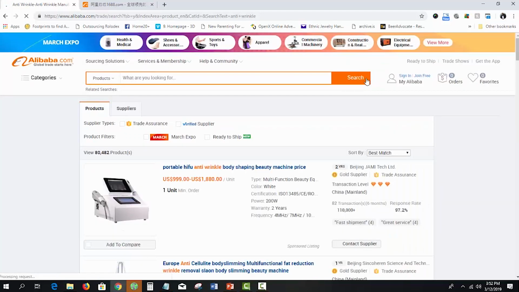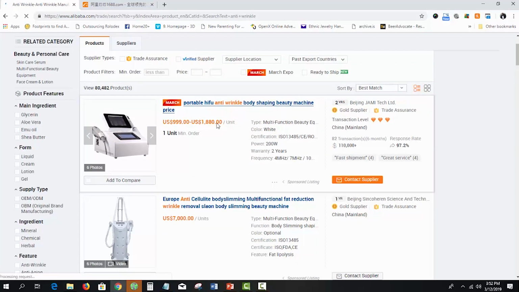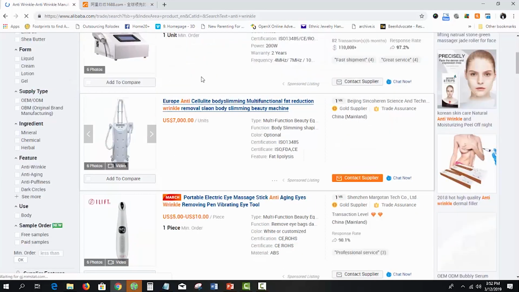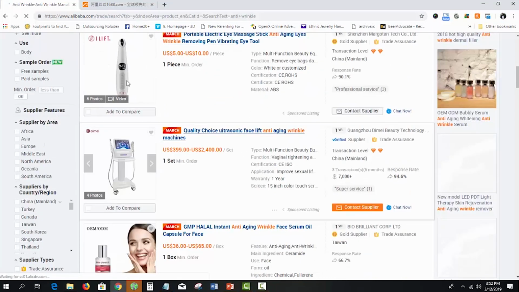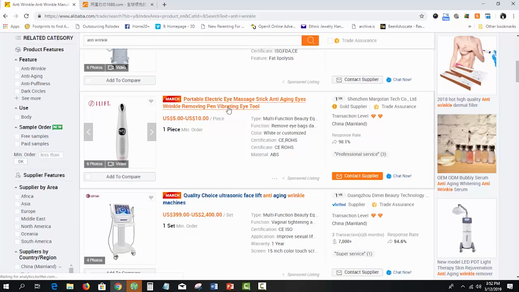Right now, it's showing me over a million things. It's saying this is a machine for anti-wrinkles. You can see how much it is: $1,000 to $1,900, almost. This one is $7,000 for one. This one is an eye massage stick, anti-aging eye wrinkle removing pen, vibrating eye tool.